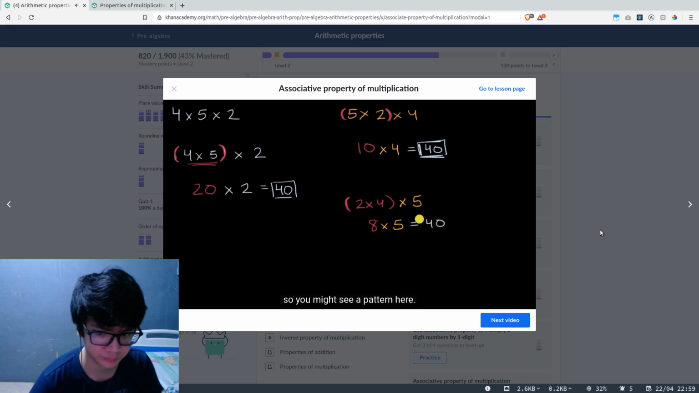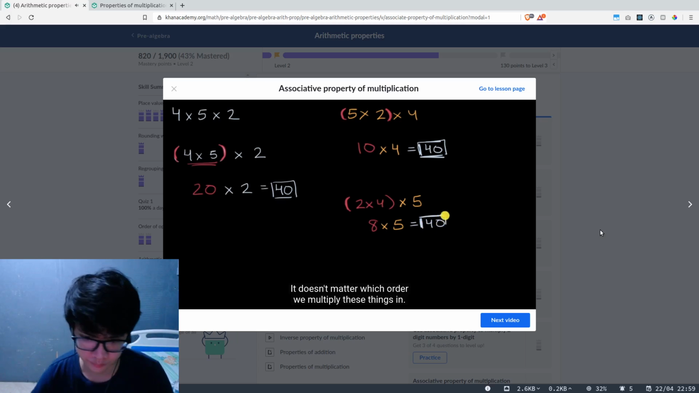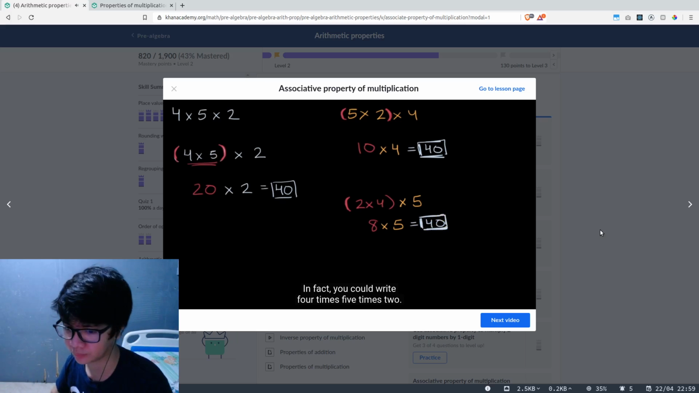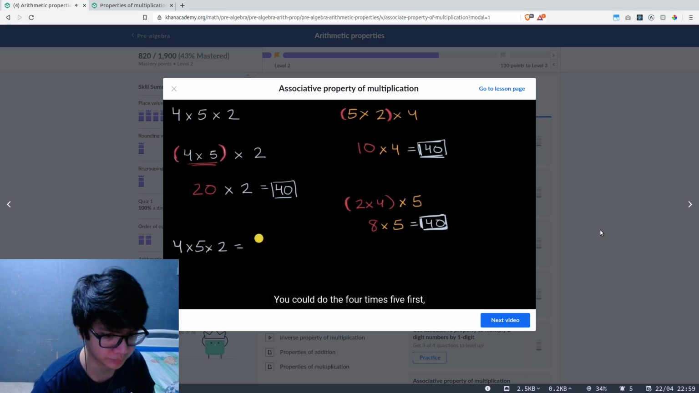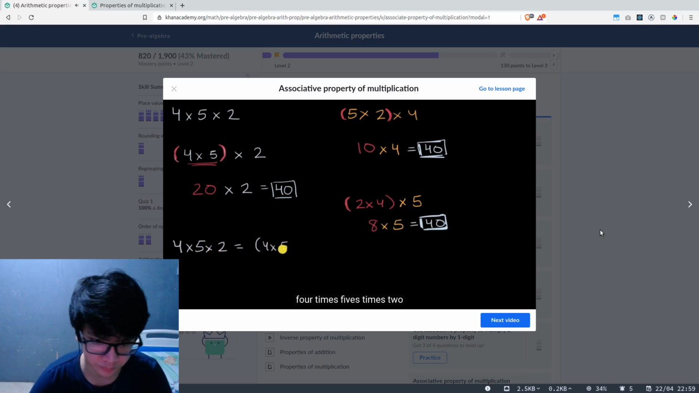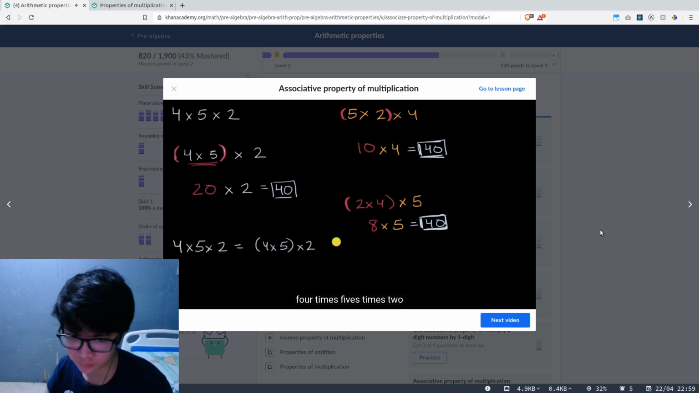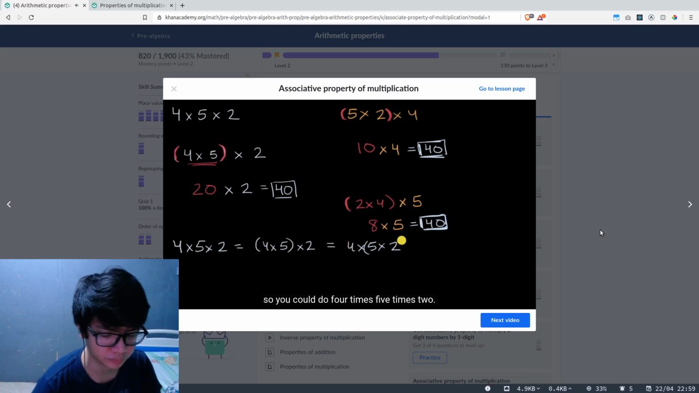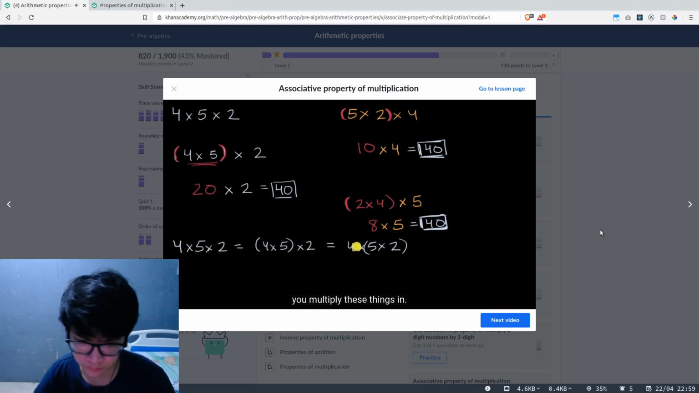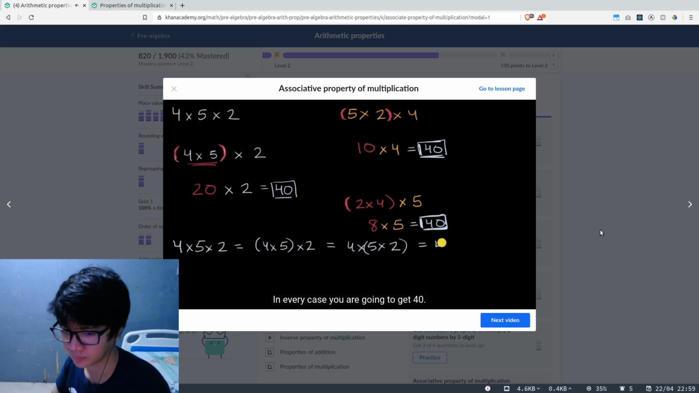So you might see a pattern here. It doesn't matter which order we multiply these things in. In fact, you could do the 4 times 5 first, then times 2, or you could do the 5 times 2 first. So it doesn't matter which order you multiply these things in. In every case, you are going to get 40.